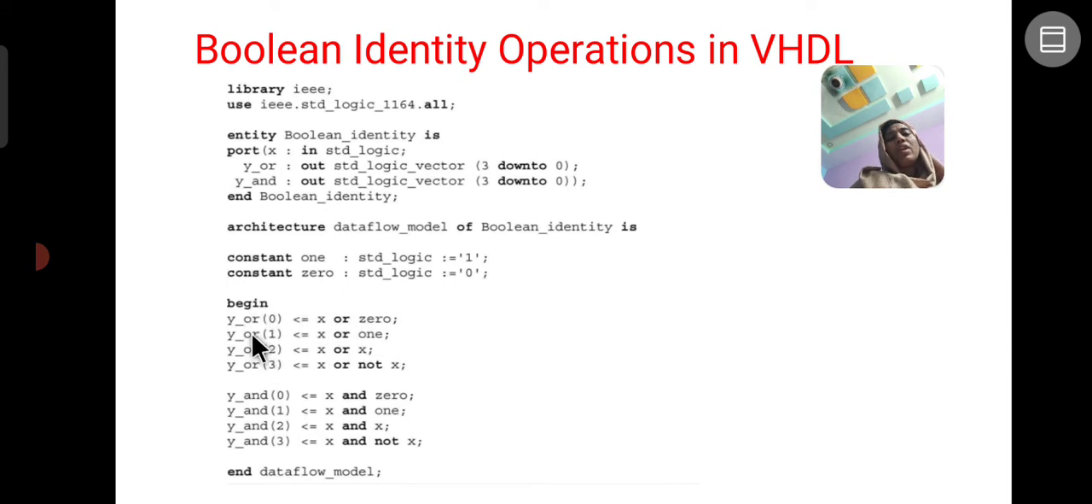Here we have to define our concurrent statements. The first four are the OR functions, and the last four are the AND functions: X OR 0, X OR 1, X OR X, X OR not X. Next are the AND functions. So these are Boolean operations, and this is how we use Boolean operations in VHDL.